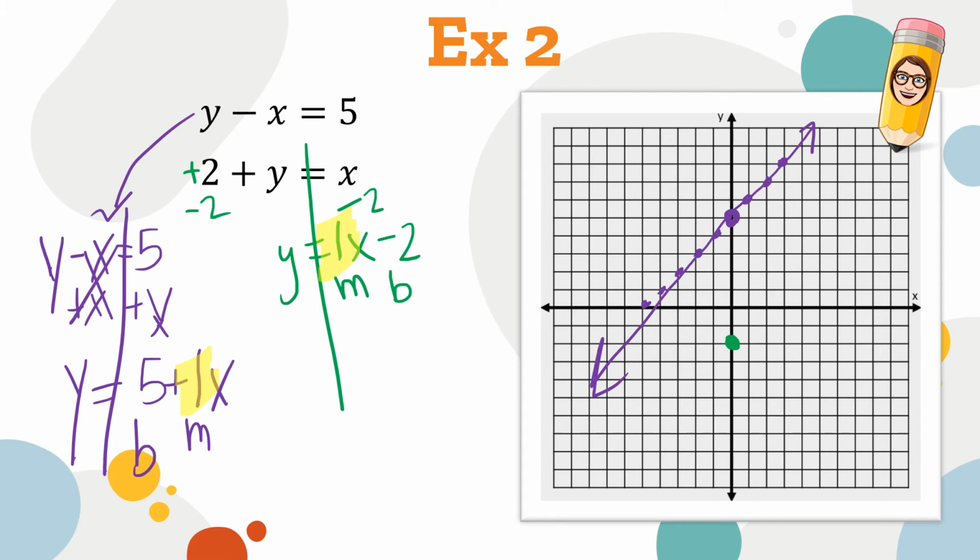They have different y values, right? Different y-intercepts. So this is going to make sense. We've got parallel lines because they have the same slope and different y-intercepts. So similarly, we have no solution.